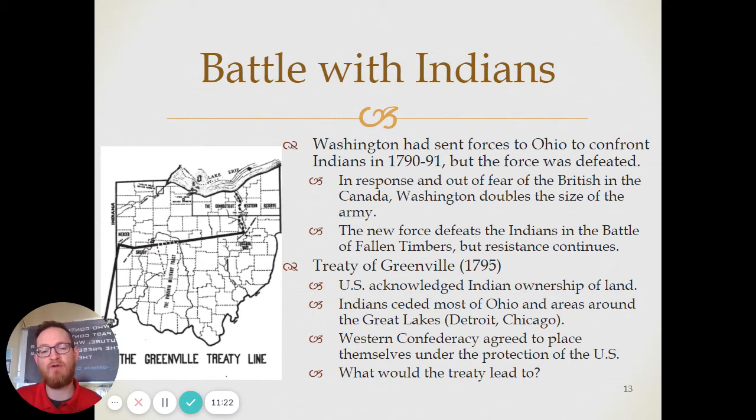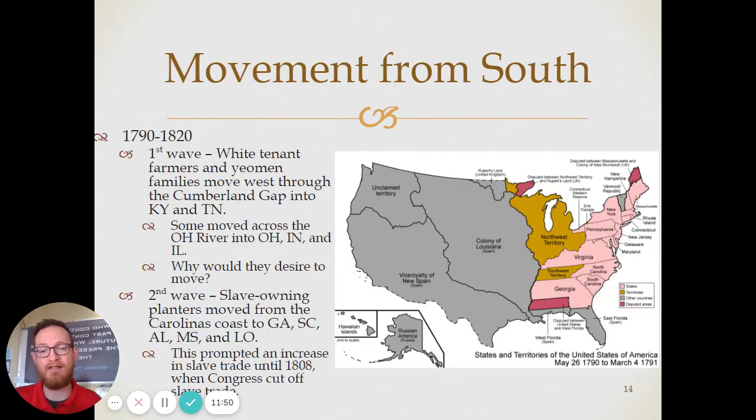And with the Treaty of Greenville in 1795, the U.S. did acknowledge that the Indians did own some land, but Indians did give up a lot of land that they had in Ohio and areas around the Great Lakes. And the Western Confederacy of Indians would agree to place themselves under protection of the U.S. And of course, this treaty would lead to devastation for the Indians, again, as they would continue to lose land as Americans move out to the West.